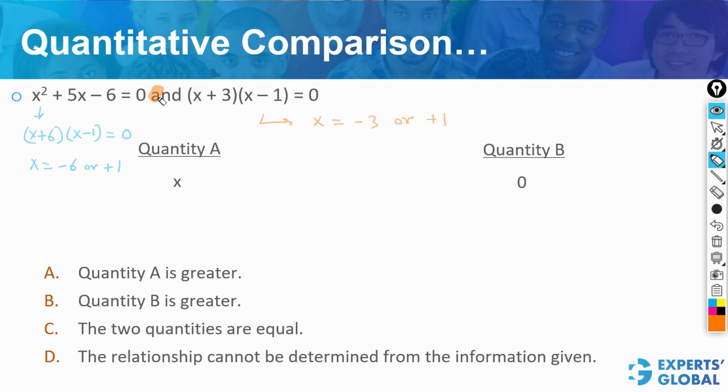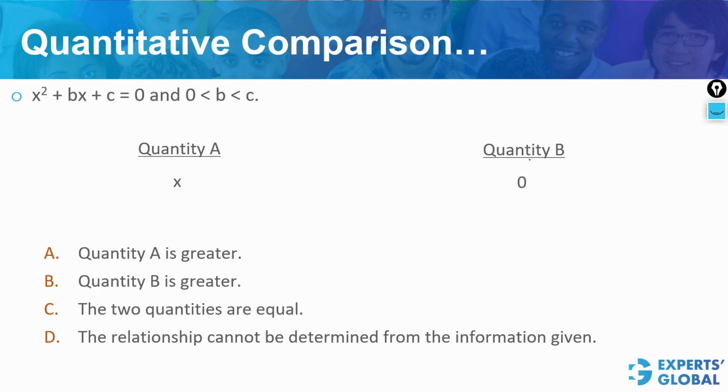In the question, it is given that both these conditions are true. Therefore, out of the values, we must select the value that satisfies both the equations. The common value is positive 1. Therefore, we must conclude that x is 1, which is greater than 0. Therefore, quantity A is greater.